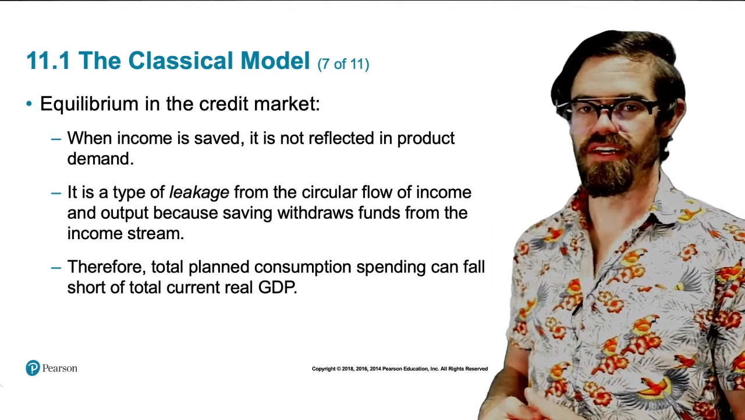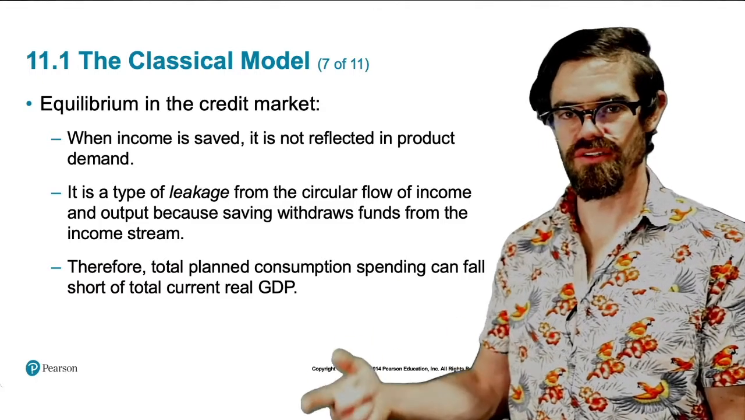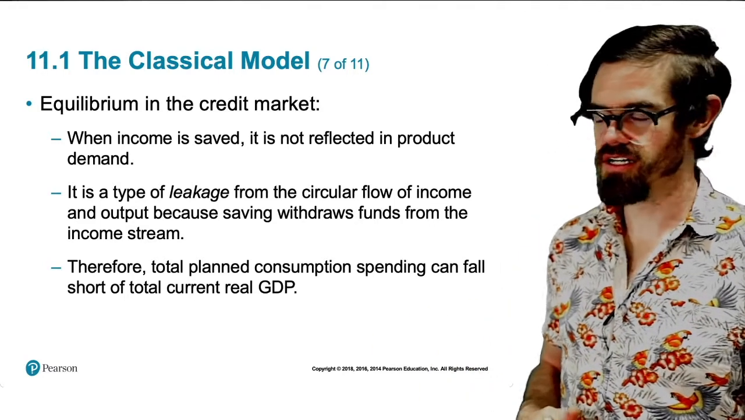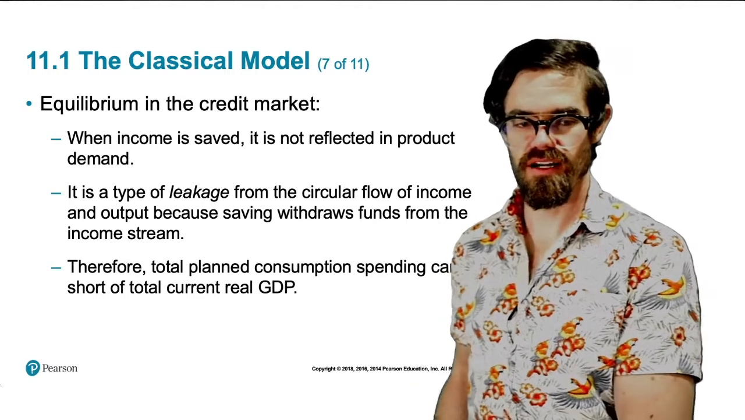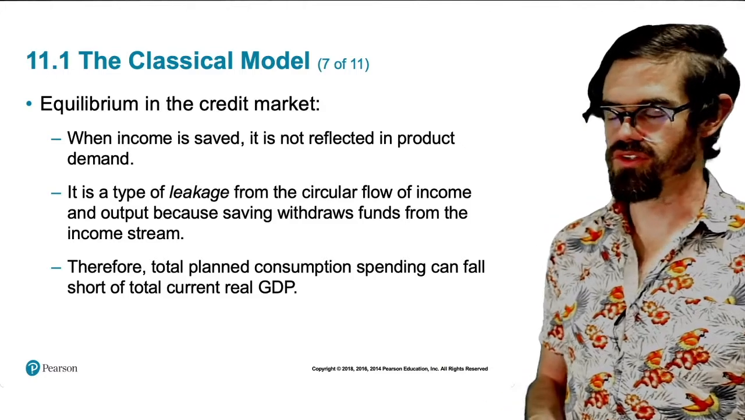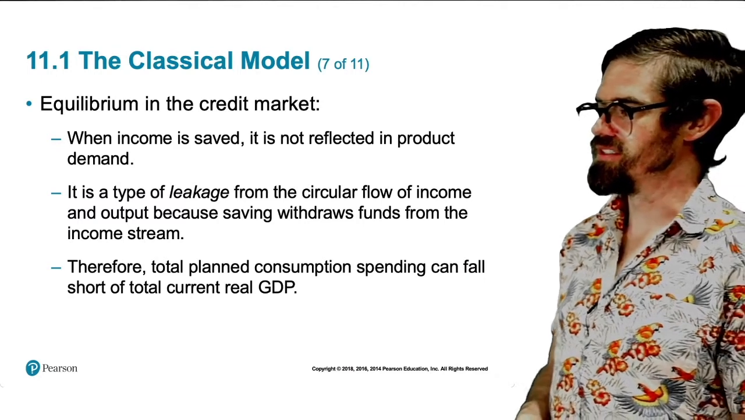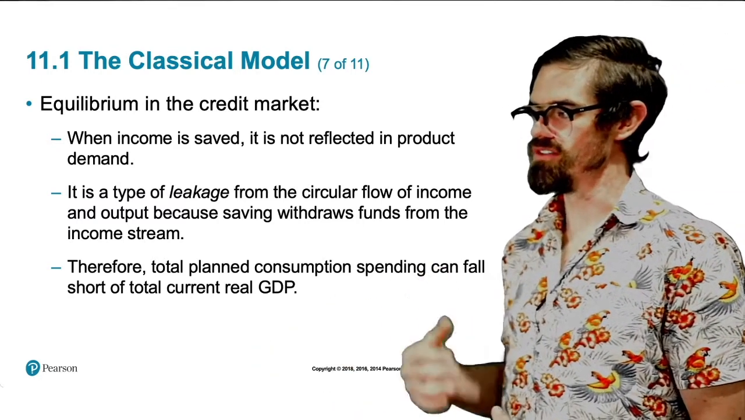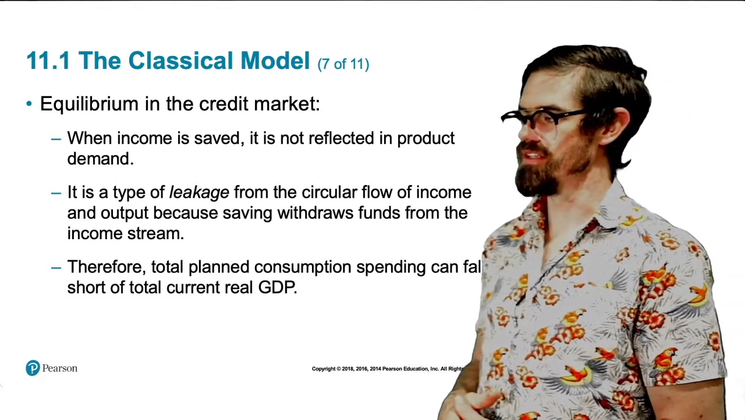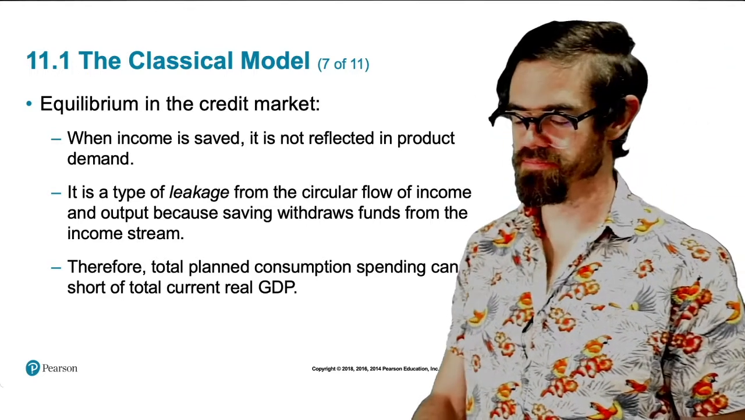And in that sense, it's a leakage out of the circular flow of income. So we think back to our circular flow of income and production in an economy. If there's some money coming from people's income and it's not being spent on production, things being produced, then that is a kind of leakage out of the circular flow because these savings draw funds away from the income stream. And therefore, total planned consumption can sometimes fall short of total current real GDP.